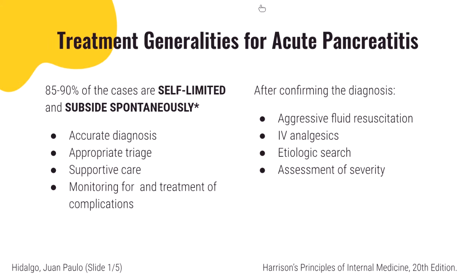After confirming diagnosis of acute pancreatitis, aggressive fluid resuscitation should be initiated. This will be discussed in the next slide. And administration of IV analgesics should be given to control abdominal pain. Etiologic search is important, and assessment of severity should be done serially.